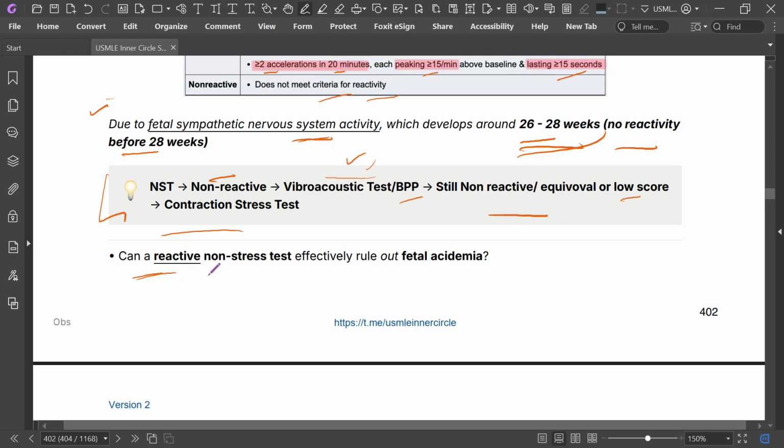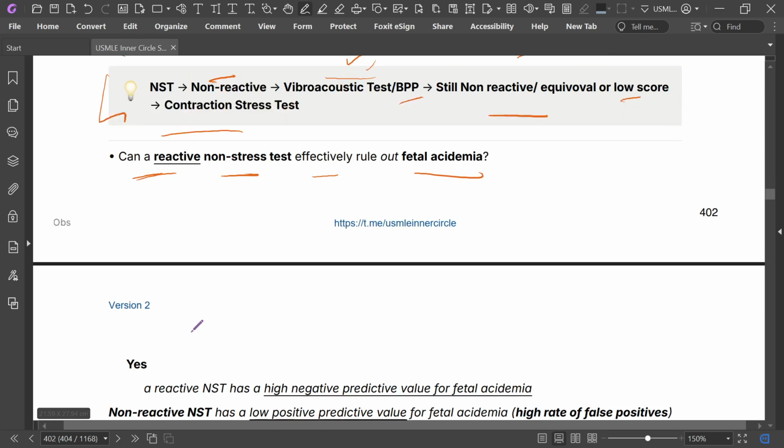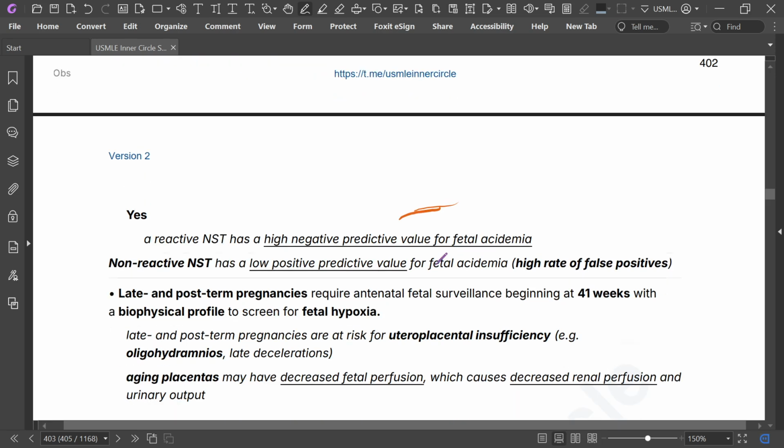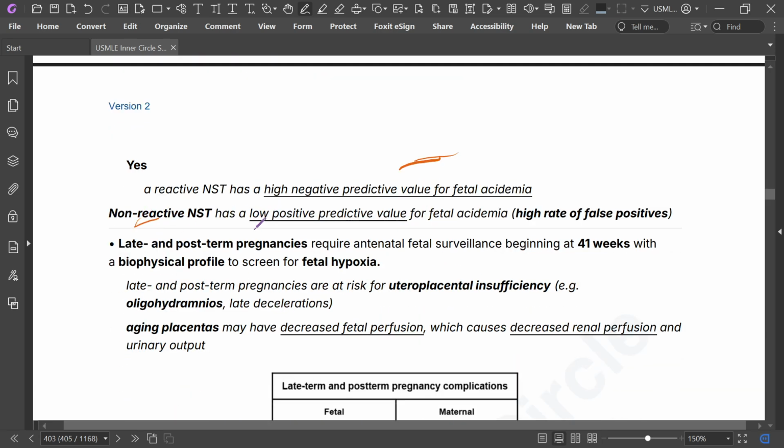Can a reactive non-stress test effectively rule out fetal acidemia? Yes, a reactive non-stress test has a high negative predictive value for fetal acidemia. A non-reactive non-stress test has a low positive predictive value for fetal acidemia, with a high rate of false positives. So a reactive non-stress test has a high negative predictive value for fetal acidemia, but a non-reactive one has a low positive predictive value.